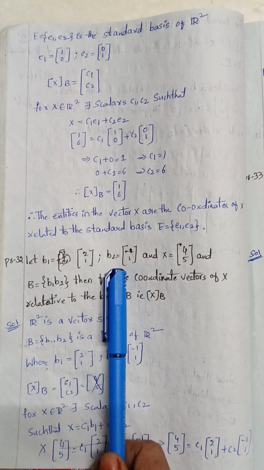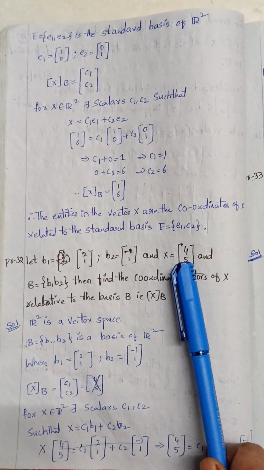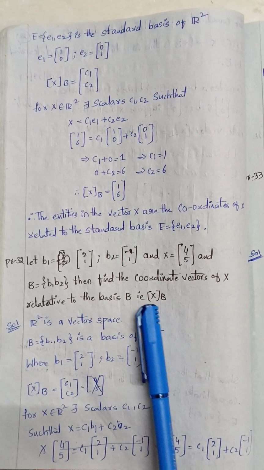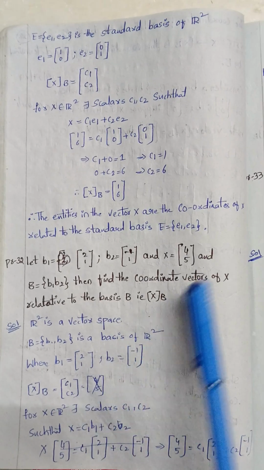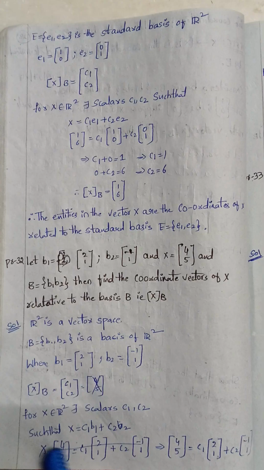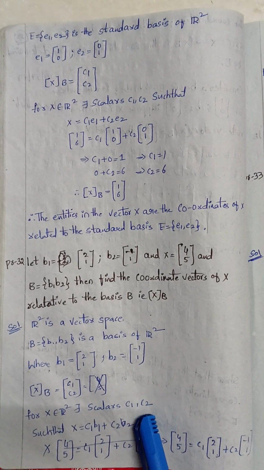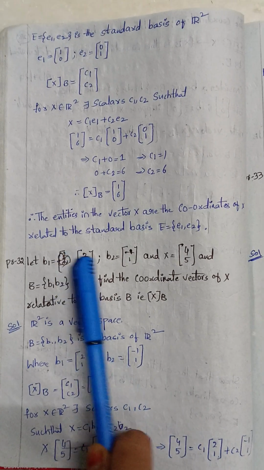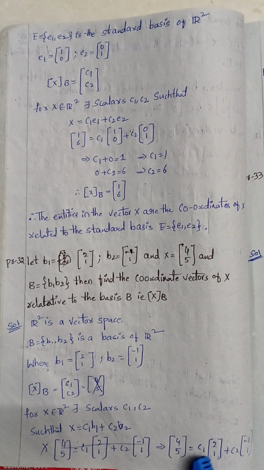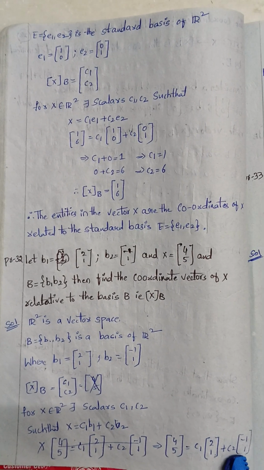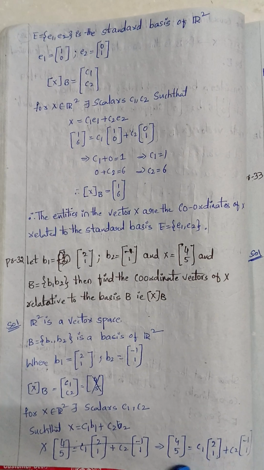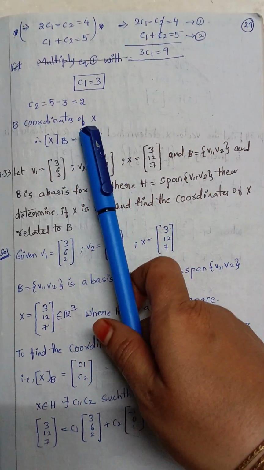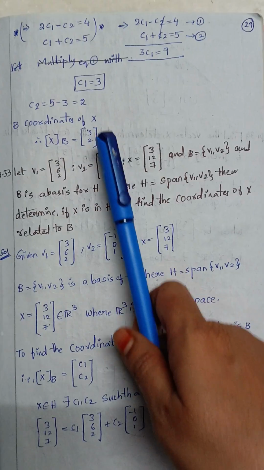Similarly, we have two vectors from a basis, and a vector x in R2 is given, and we need to find the coordinate vector of x relative to the basis B. Obviously we take [x]_B as (c1, c2), because here it is in R2. So x belongs to R2, then there exist scalars c1, c2 such that we can write x as a linear combination: x equals c1 b1 plus c2 b2. Then in equation form, 2c1 minus c2 equals 4 and c1 plus c2 equals 5. By solving these two equations we get c1, c2, and substituting in [x]_B we get the vector (3, 2).